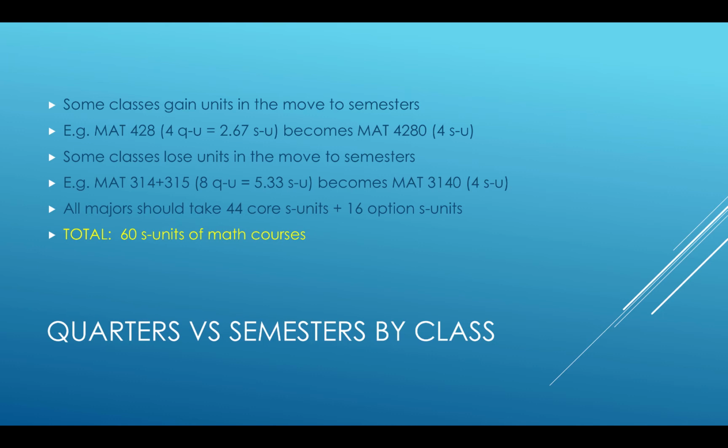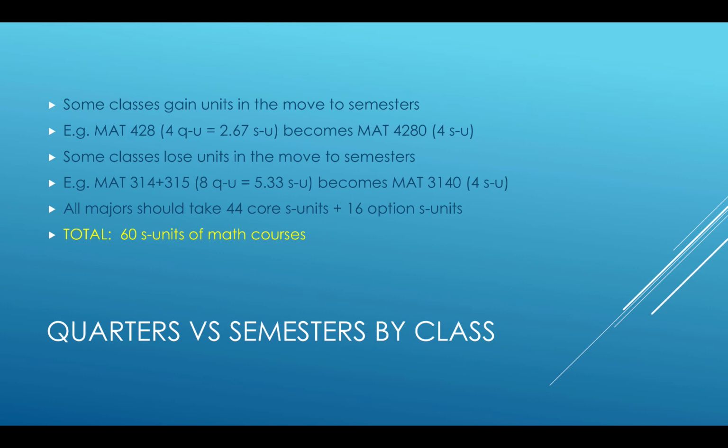Where it gets tricky is the students that are in the transition years, partly on quarters, partly on semesters, because I can't say for sure that your core courses are going to add up to 44. Because of the way I've explained with these classes above, they might not add up to 44. They might add up to 40. They might add up to 47. They might add up to all kinds of different amounts. So we don't know for sure that you're going to have 44 core semester units.